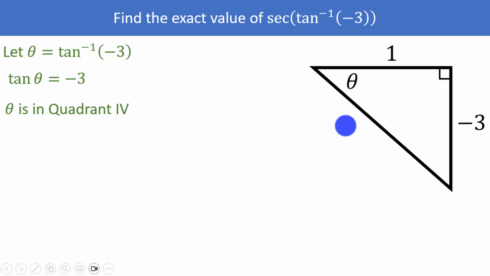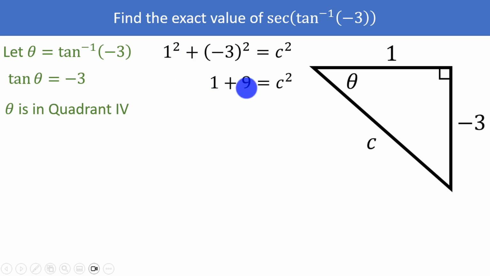Okay, so we've got to find the hypotenuse, and to do that, we will use none other than the Pythagorean theorem. So this is going to be our C. This will be A and B for the 1 and the -3. So we will have 1 squared plus (-3) squared is equal to C squared. So 1 squared is 1, (-3) squared is 9, and C squared is just C squared. Adding these together, we will have 10 is equal to C squared.